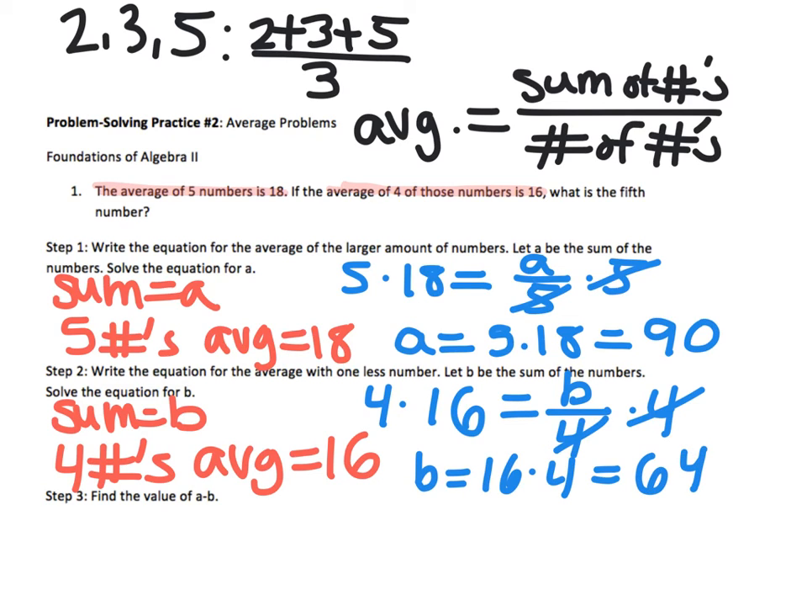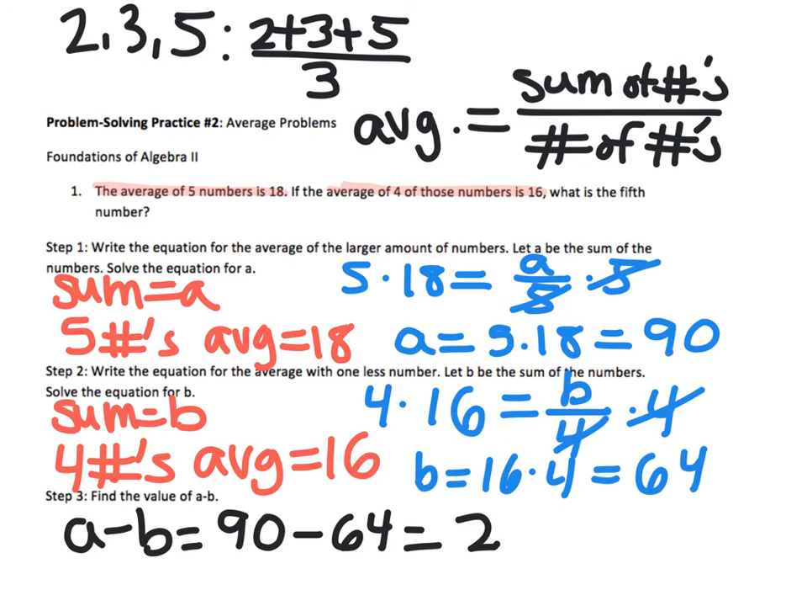Now, the question is asking what is the fifth number. A gives us the sum of 5 numbers, and B gives us the sum of 4 of those numbers. Now, in order to determine that fifth number, we can take the sum of the 5 numbers and subtract the sum of the 4 numbers, and whatever is left over is that fifth number. So that means we need to complete what is A minus B. So if we substitute, 90 minus 64 would be equal to 26. So this is the answer to your question. The fifth number of this situation is 26.